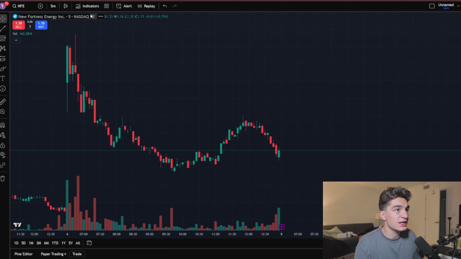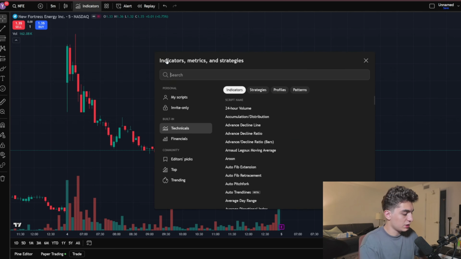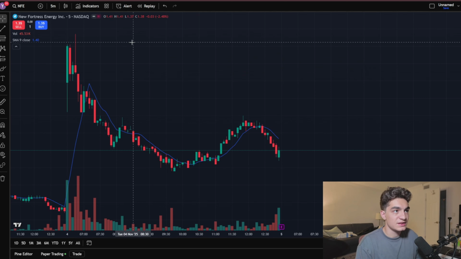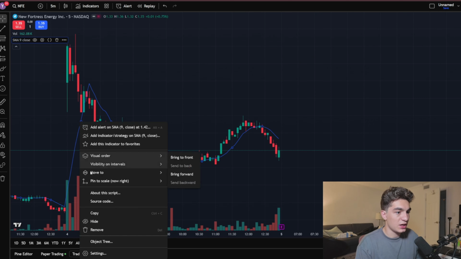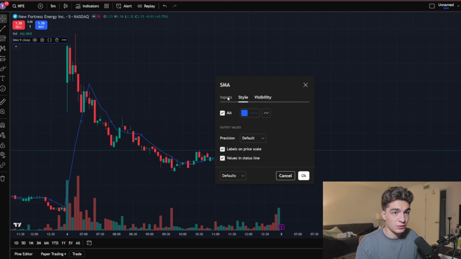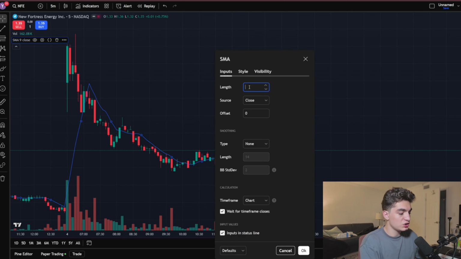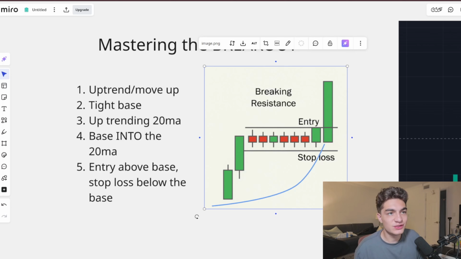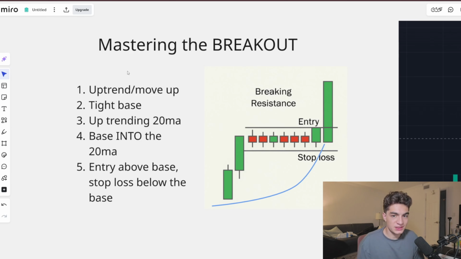To set up your indicator, you want to go to indicators and look up SMA, moving average simple. Like my setups, this indicator is simple. You want to right click on the indicator and then go to settings. Go to inputs and change the length to 20 to make it a 20 period moving average. And just like that, you are ready to start learning my favorite setup, which is introducing the breakout.